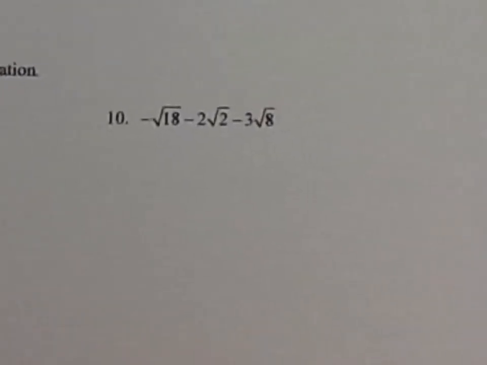Okay, number 10, same thing. We're going to have to simplify. So let's start with the square root of 18. There's a negative on the outside. So what perfect square goes into 18? 9 and the square root of 2. Bring down the negative. The square root of 9 is 3, so it's negative 3, the square root of 2. This is nice. This is already simplified. Minus 2, the square root of 2.